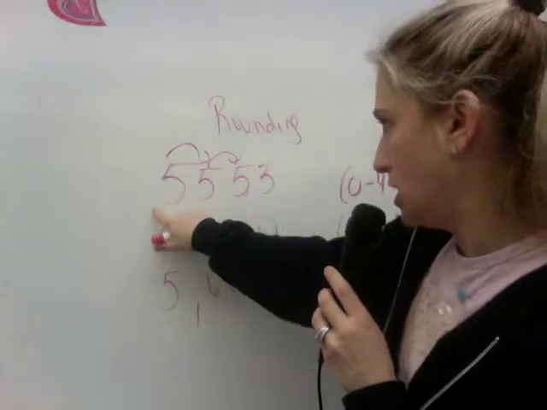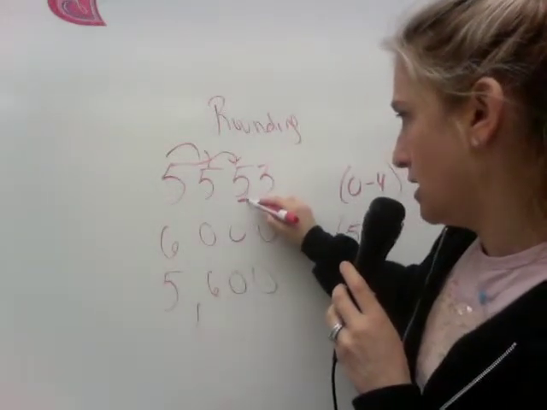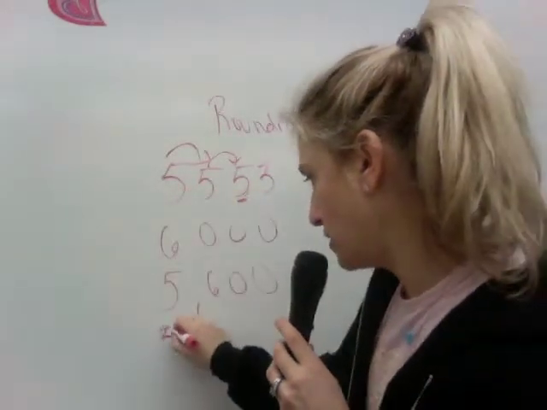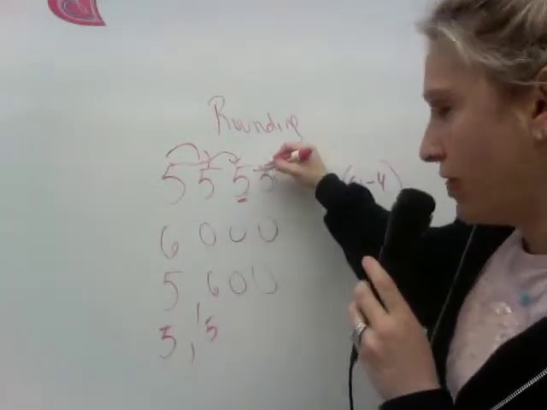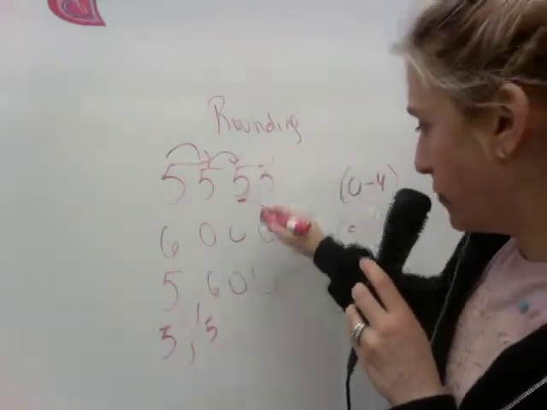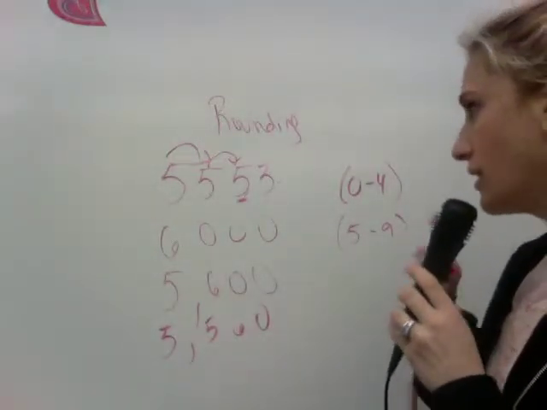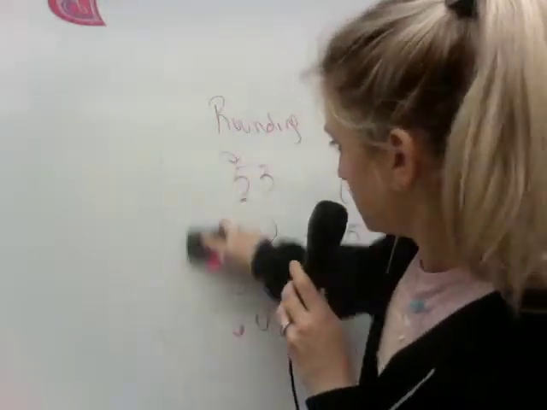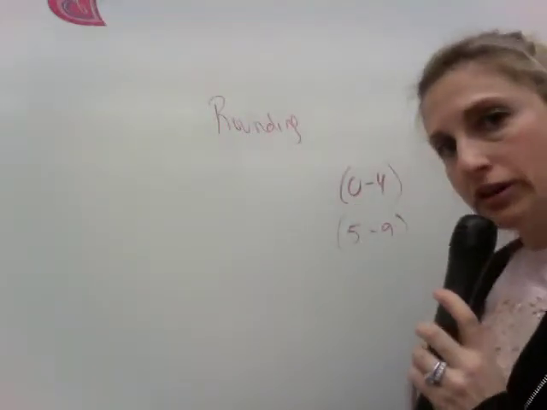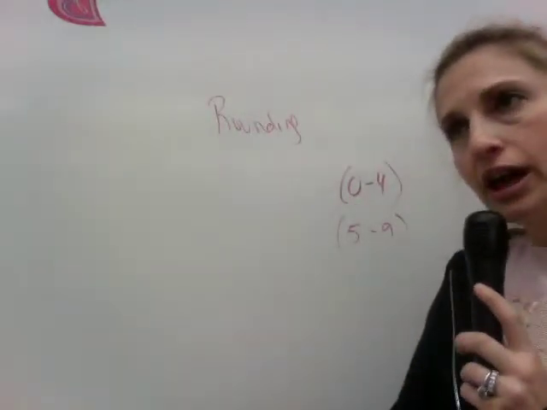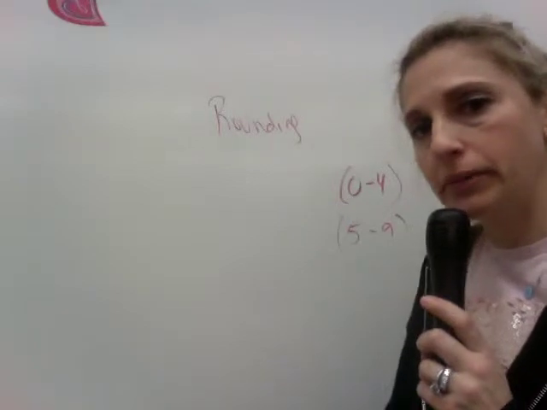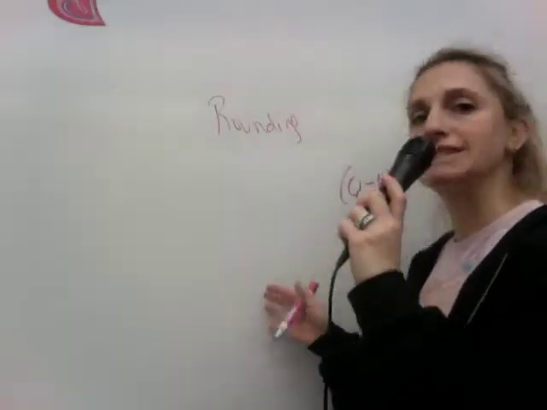If I'm rounding to the tens, that 5 and that 5 have nothing to do with it. That 5 makes that 5 become a 6, and everything else becomes a 0. That's it. That is rounding in a nutshell. So I'm going to put some problems on the board, and I'd like you to try and solve them with your pencil and paper, and then I will do it on the board silently.